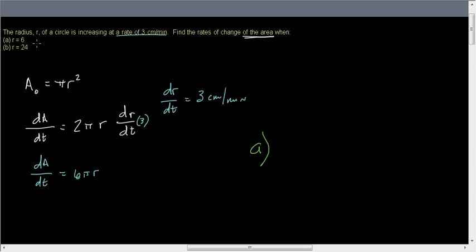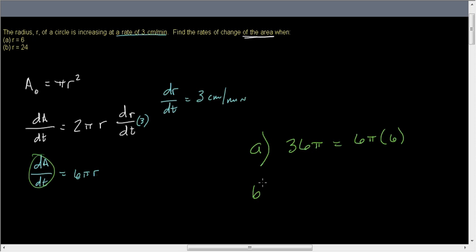Part A. When r is equal to 6, find the rate of change of the area. This is the rate of change of the area. So we just substitute 6 in there, and so we get 6 times pi times 6, which is 36 pi.